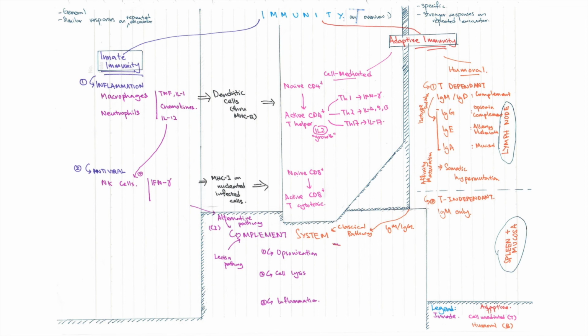Okay, IgD is a special one. It doesn't actually get released from your plasma cell. It actually just stays stuck to your cell membrane. So it's sort of like a cell receptor kind of thing. So your main ones are IgM, IgG, IgE, and IgA.